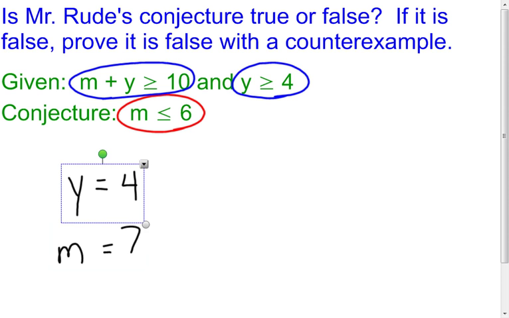If I look at the very first part, it tells me that m plus y has to be greater than or equal to 10. Well, 4 plus 7, yep, that's greater than or equal to 10, so that's good. I come over here, the y value has to be greater than or equal to 4. 4 is equal to 4, so that's good. So what I've done is satisfy the given information, and that's what you have to do. Now, the conjecture part is the part you want to prove false. You want to come up with a counterexample, something different than that. Did I? Yeah. This says that the m value has to be less than or equal to 6. I found something that's greater than 6. Therefore, y equal to 4 and m equal to 7 would be a counterexample to disprove the conjecture in this problem.